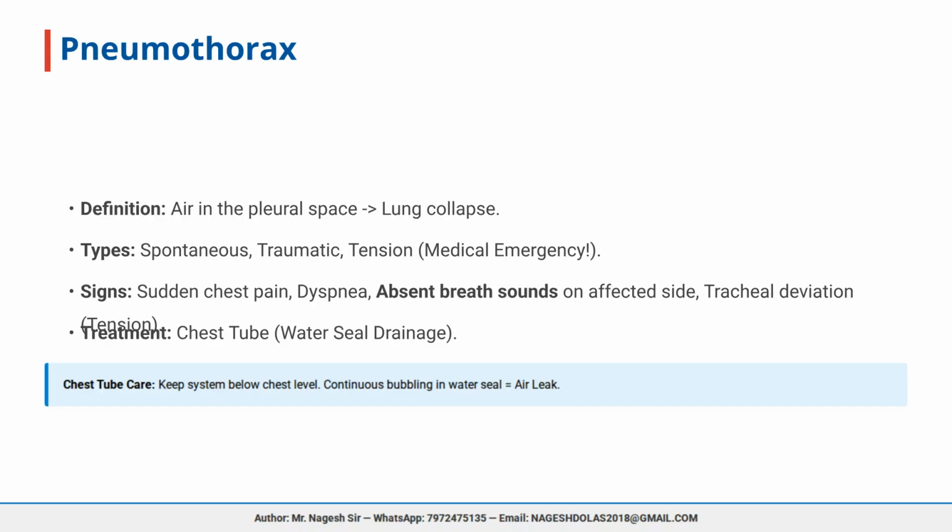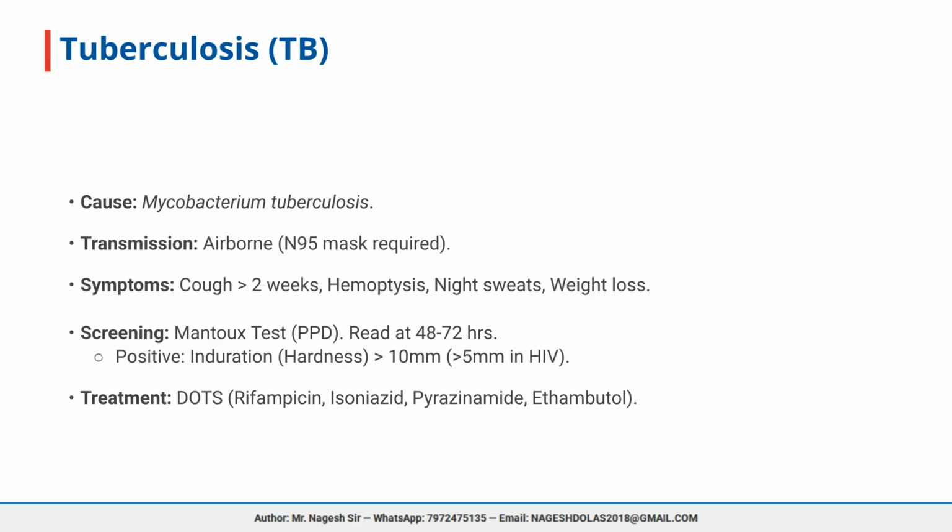A pneumothorax is air in the pleural space, leading to lung collapse. Signs include sudden chest pain, dyspnea, and absent breath sounds on the affected side. Attention: pneumothorax is an emergency with possible tracheal deviation. Treatment involves a chest tube with water seal drainage.